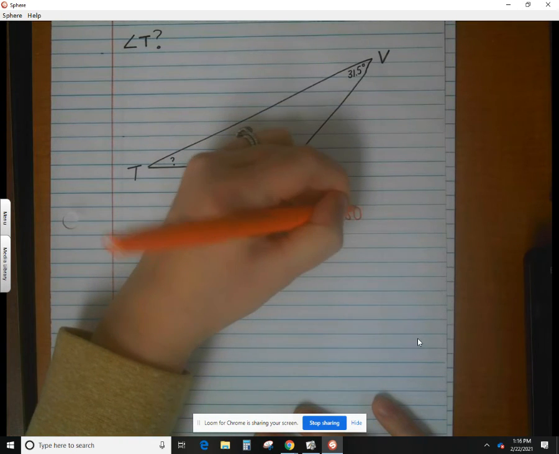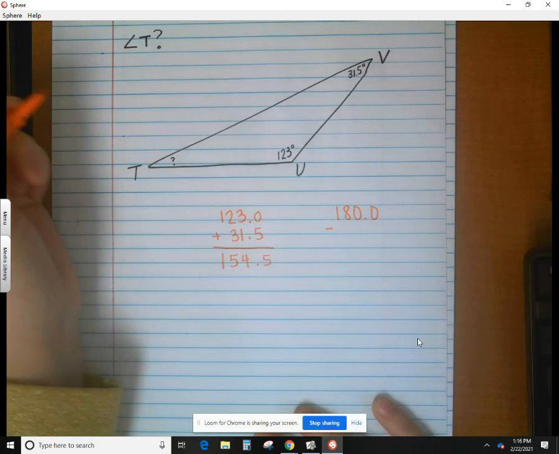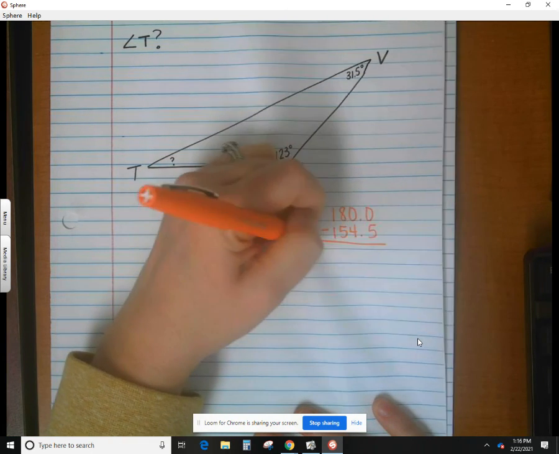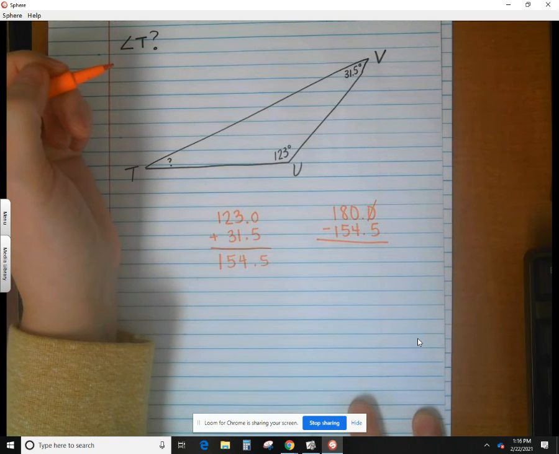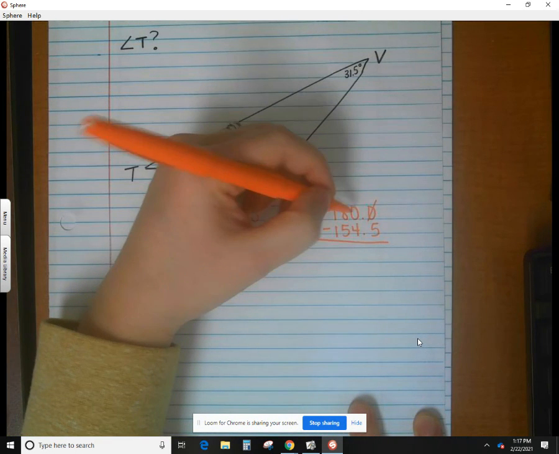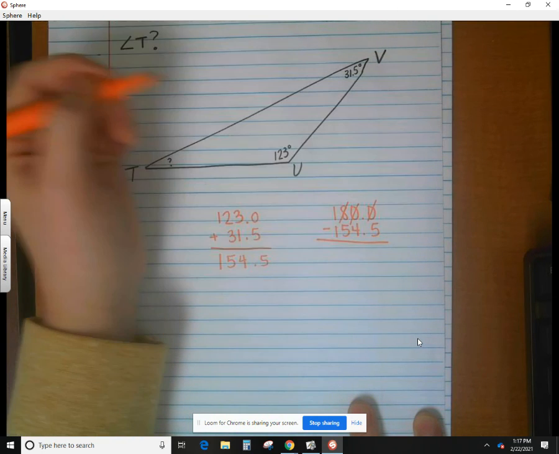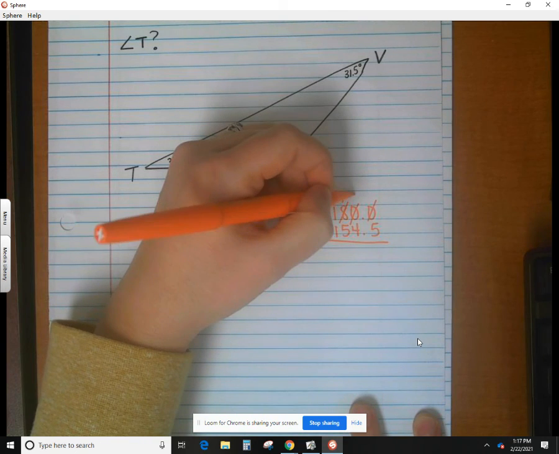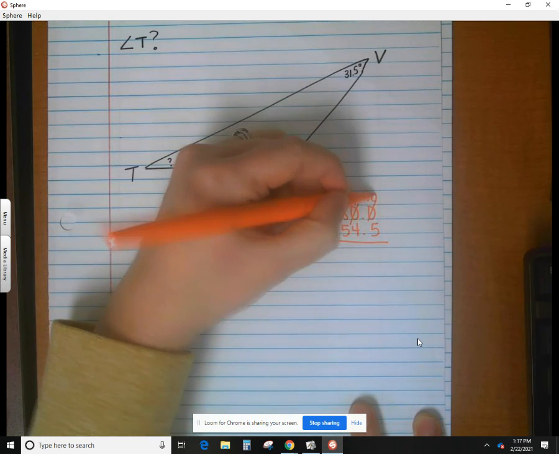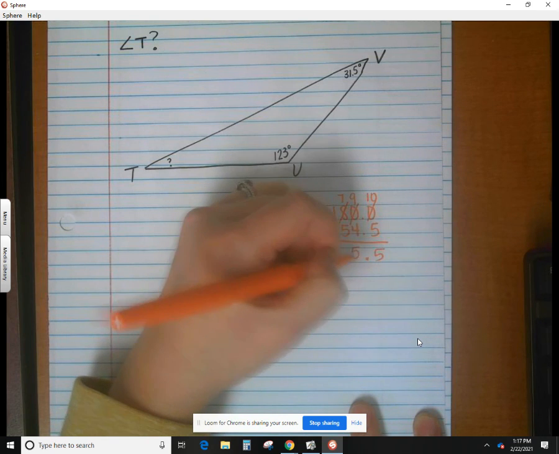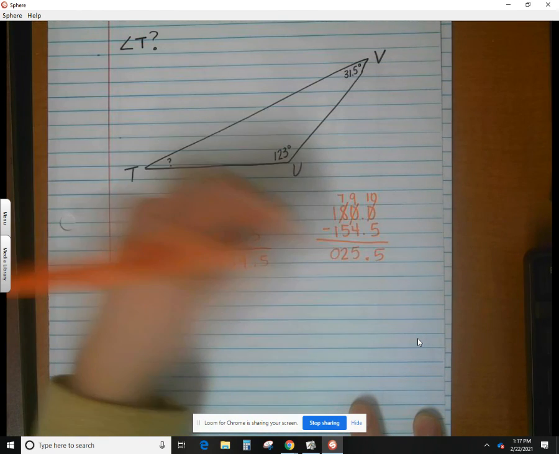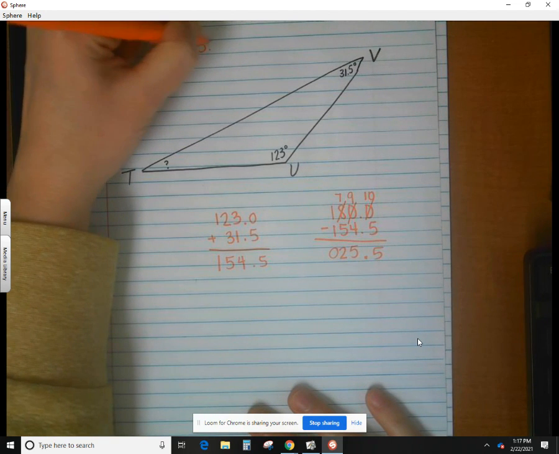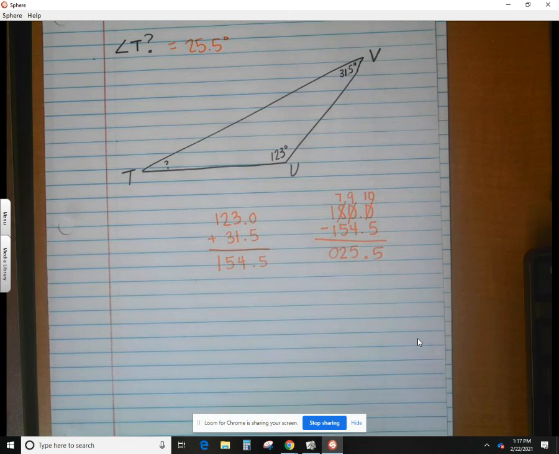Then I have to subtract from 180, and again, I've got to add a 0.0 so that I can line up my decimal points. I can't take 5 away from 0, so I've got to regroup. I've got to borrow. There's nothing to borrow from here, so I've actually got to go all the way down to the 8. It becomes a 7. This would become a 10, but I'm borrowing from it, so this becomes a 10. That's 5, that's 5, that's 2, and that's 0. So that angle T is 25.5 degrees, and that's how you find the missing angle.